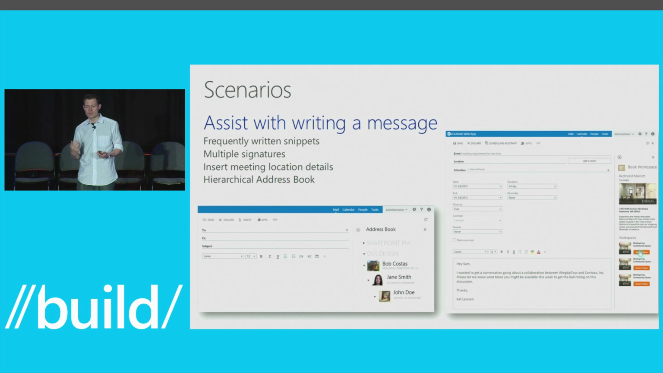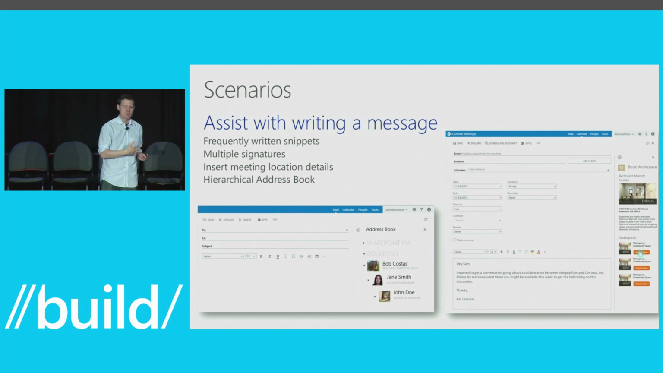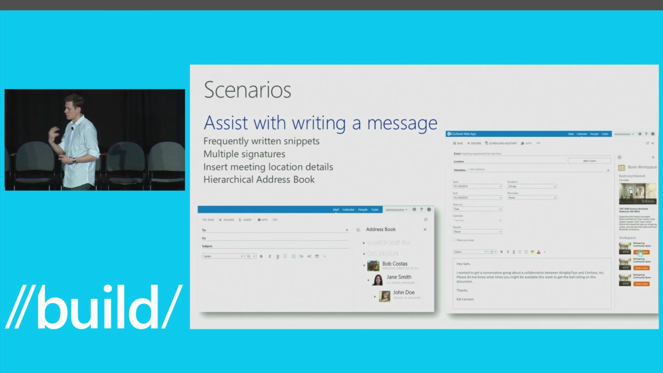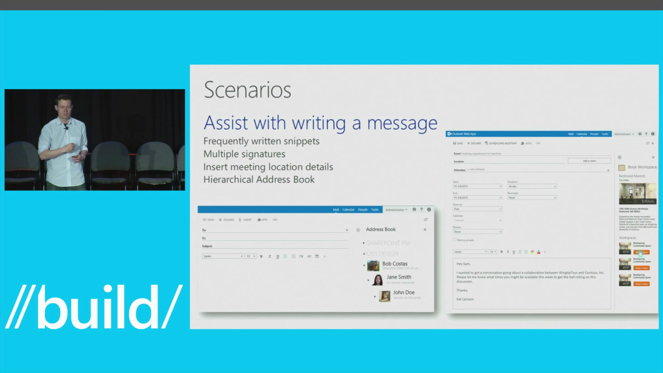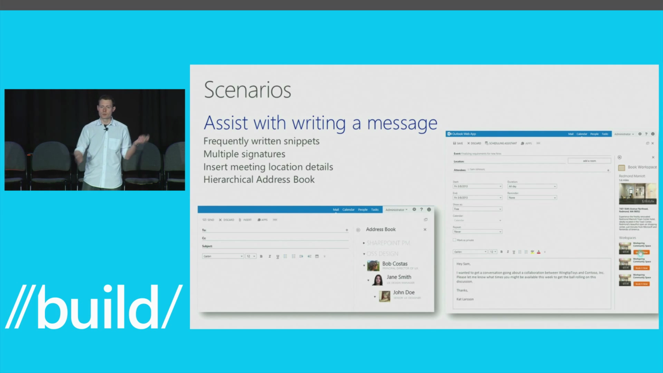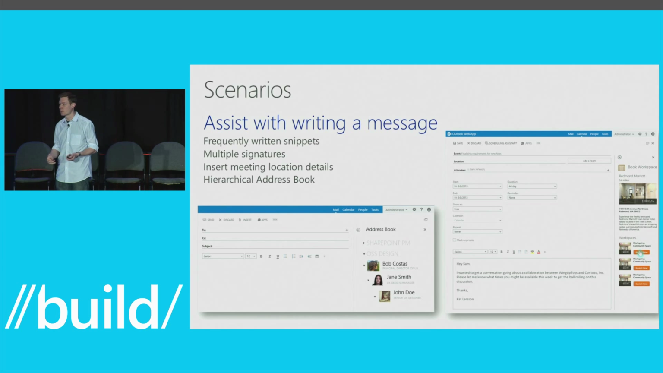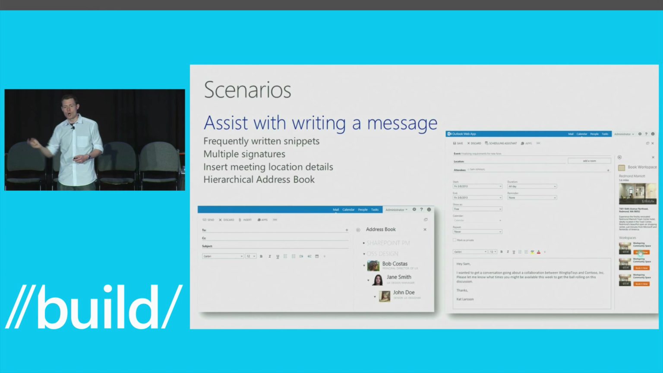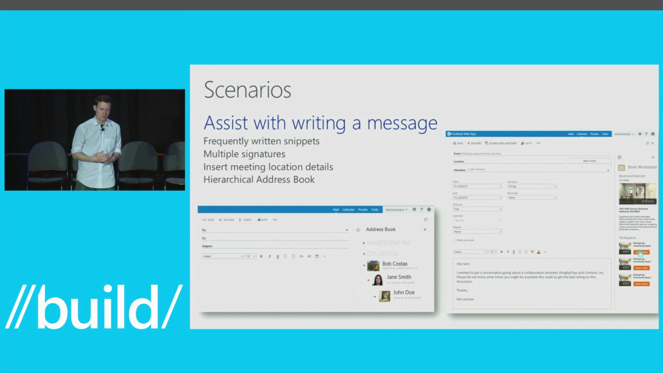The first bucket is a set of apps that can help you with writing a message. We saw the My Templates app, an app that helps me write with frequently written snippets. But that one's very simple. The user creates a template, saves it, and can then insert it. But what if we had an app that runs in the background, figures out messages or URLs that you send out frequently, and automatically creates these templates for you?